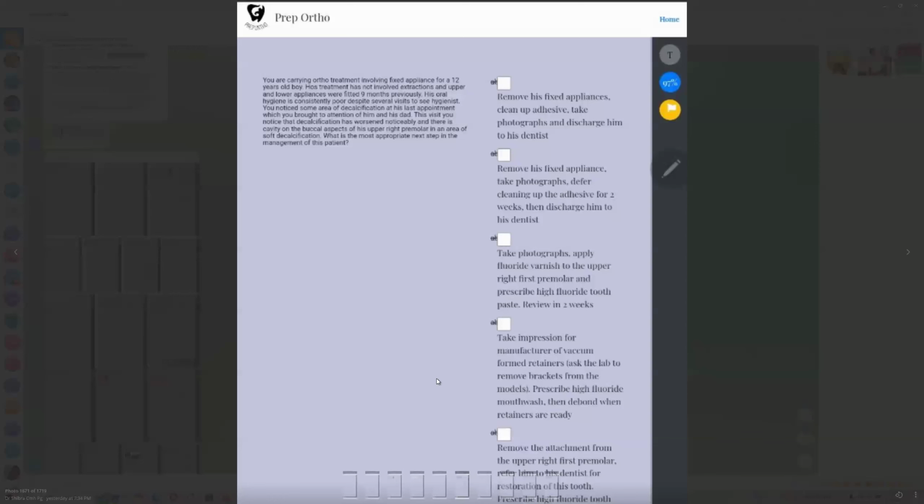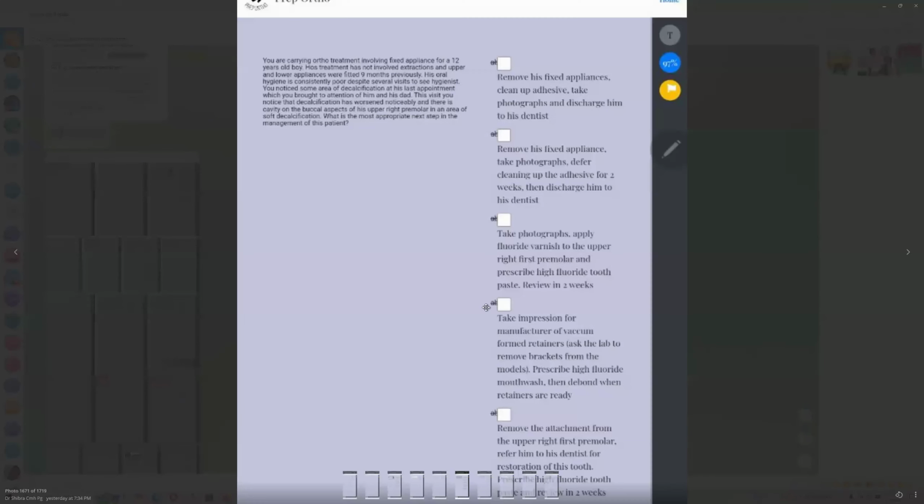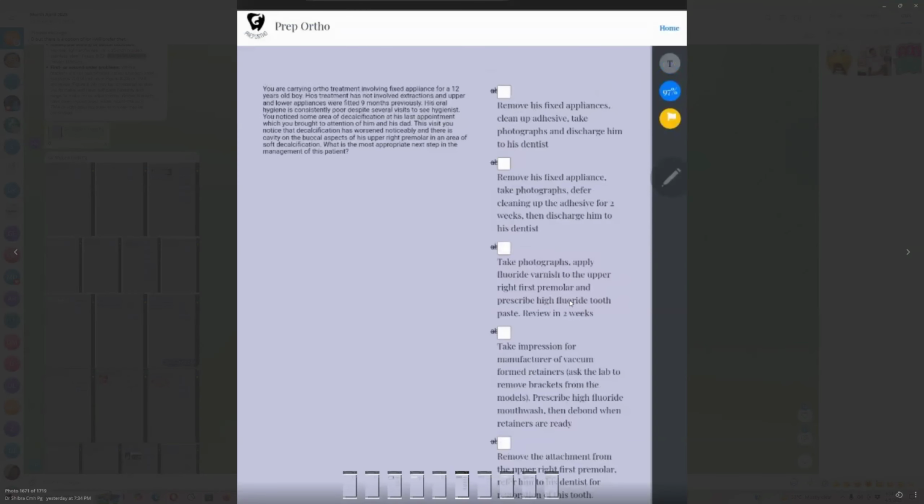You are carrying out orthodontic treatment involving fixed appliances for a 12 years old boy. His treatment has not involved extraction, and upper and lower appliances were fitted 9 months previously. His oral hygiene is constantly poor despite several visits to see the hygienist. You noticed some areas of discoloration at the first appointment, which you brought to the attention of him and his parents at this visit. I think we solved this question yesterday. And then we decided that we'll take photographs, apply fluoride varnish, take impression, remove attachment from the... Remove his appliance, take photograph, defer cleaning up the adhesive for 2 weeks, no. Remove fixed appliances, clean up the adhesive, take photograph and discharge him to the dentist once the fillings are done. So we are going for option A here.